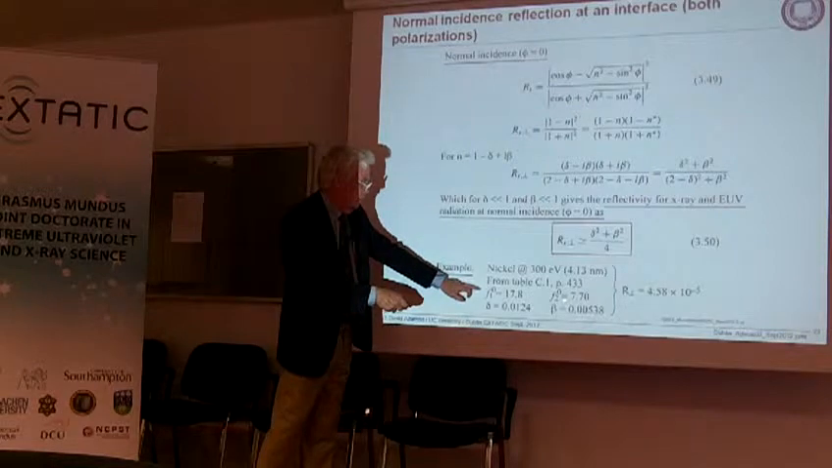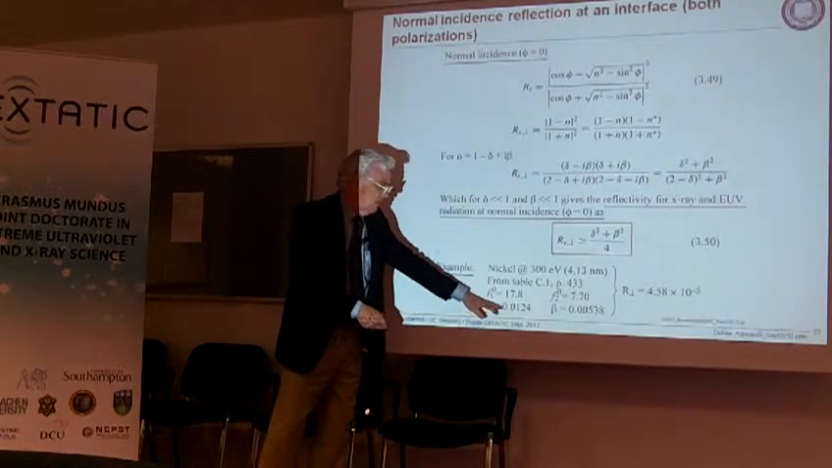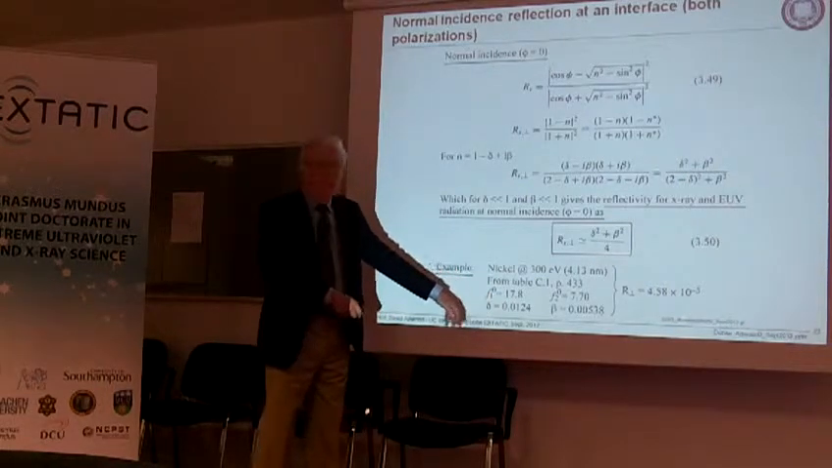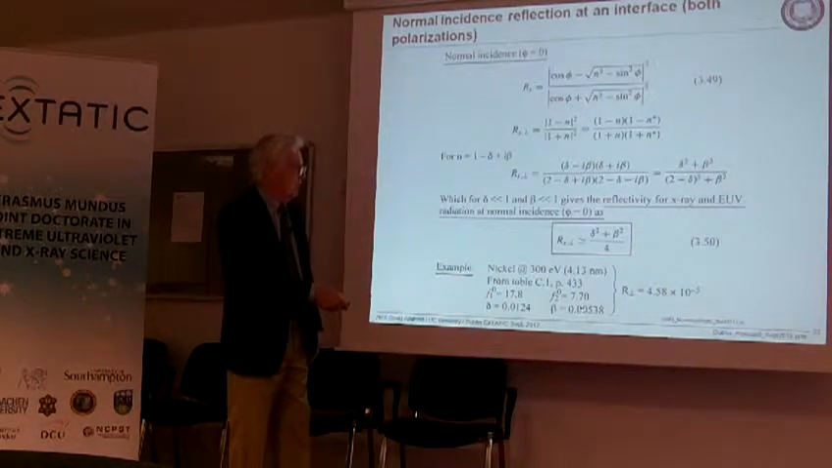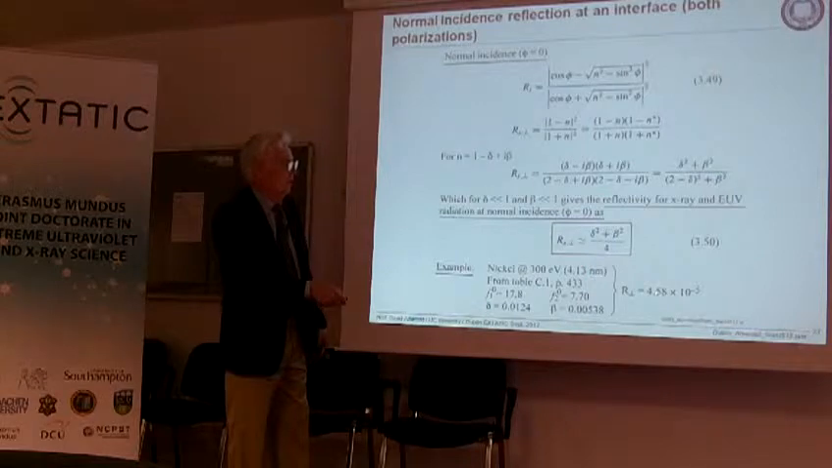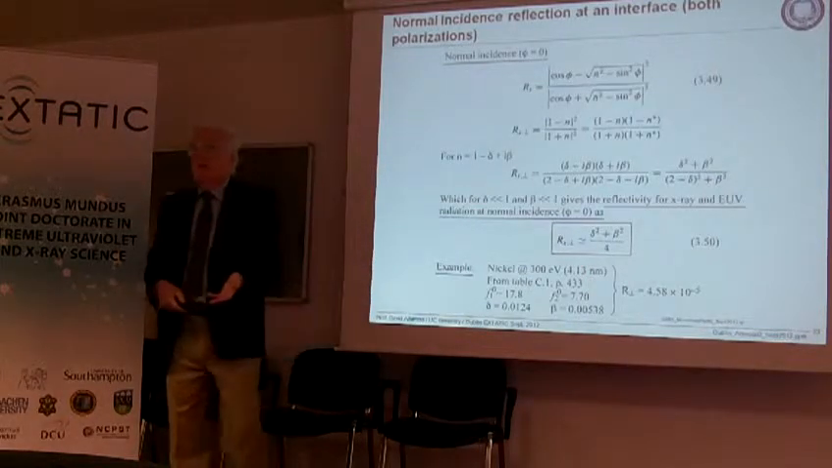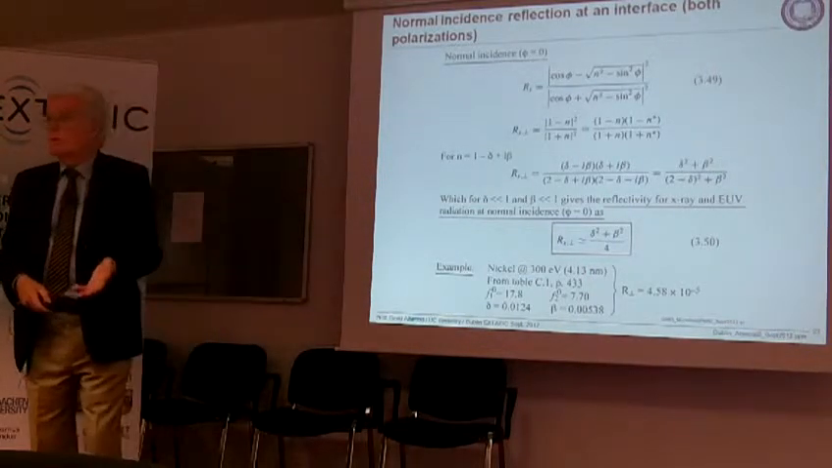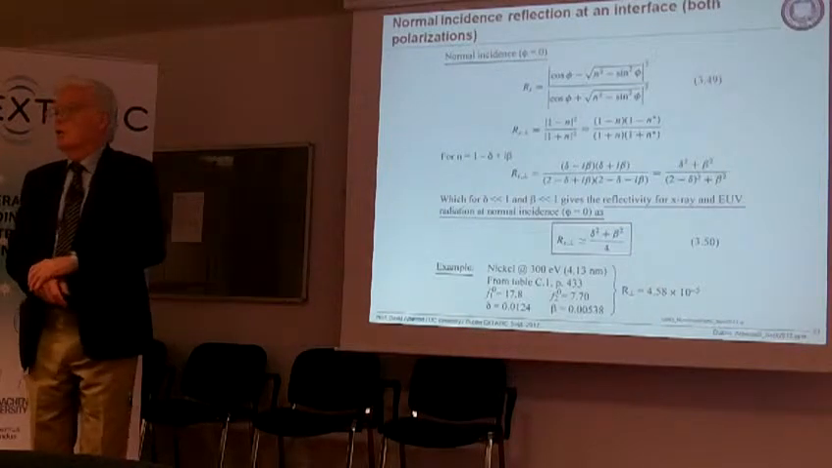Okay, and if you calculate delta and beta from those, you can see that delta is like 0.01, and beta is a little bit less than that. And if you put those in, you get a reflectivity of less than 10 to the minus 4. So this is what we meant by small reflection.